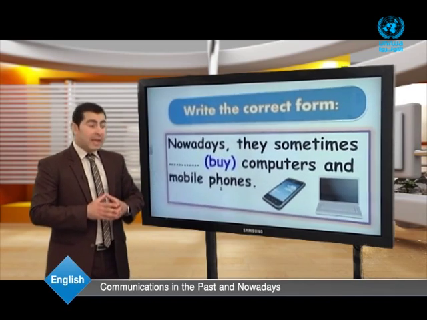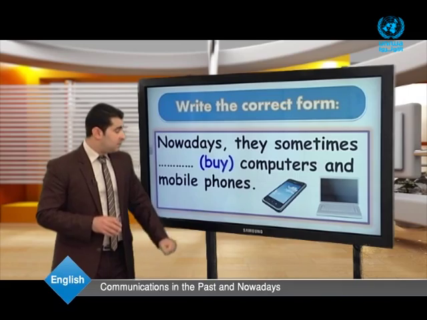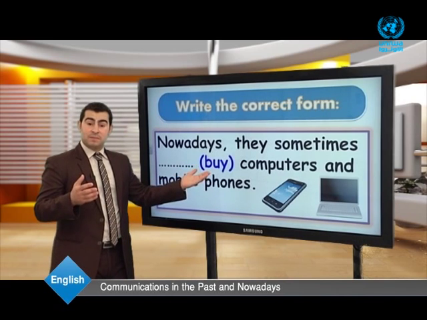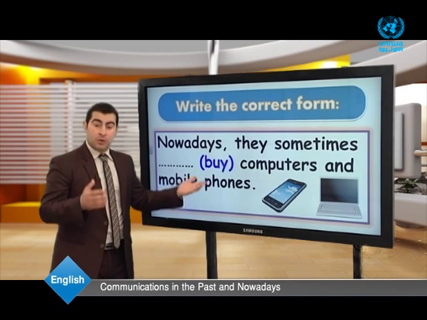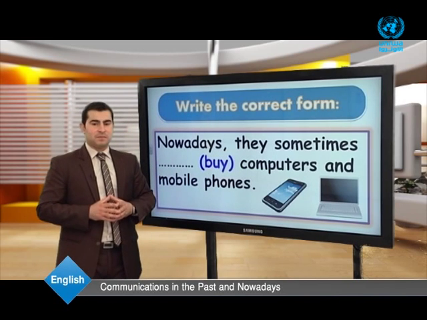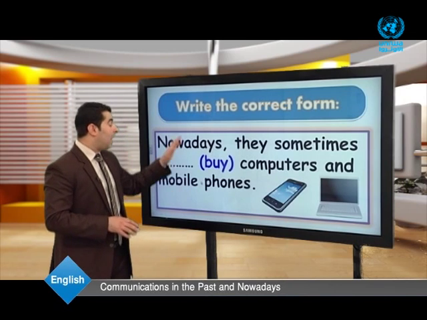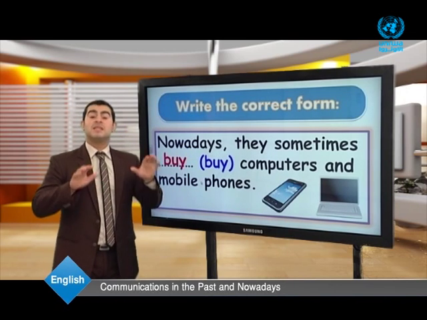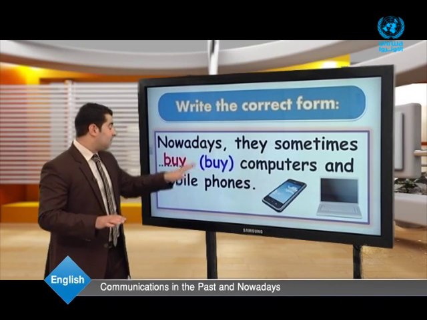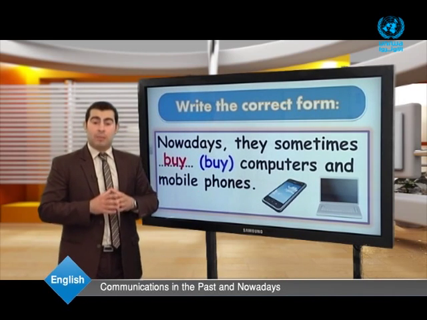But what about today? Nowadays, they sometimes, how do we use the correct form of the verb buy, computers and mobile phones. So, we have nowadays. We say, nowadays, they sometimes, it stays as it is, buy. They sometimes buy computers and mobile phones.